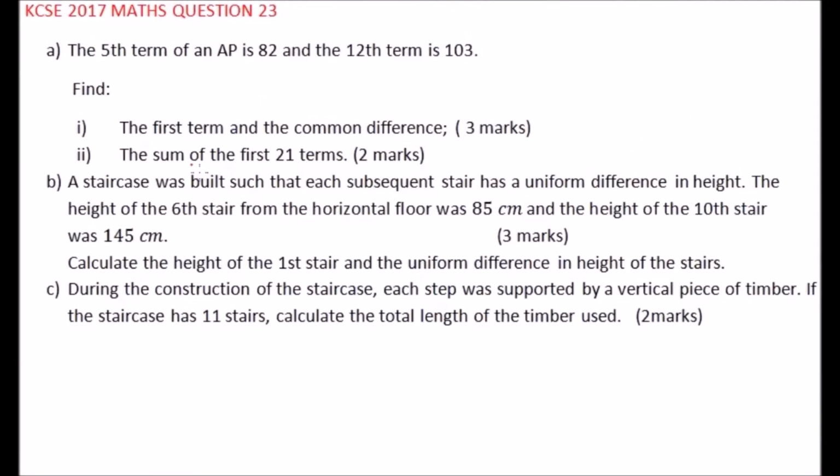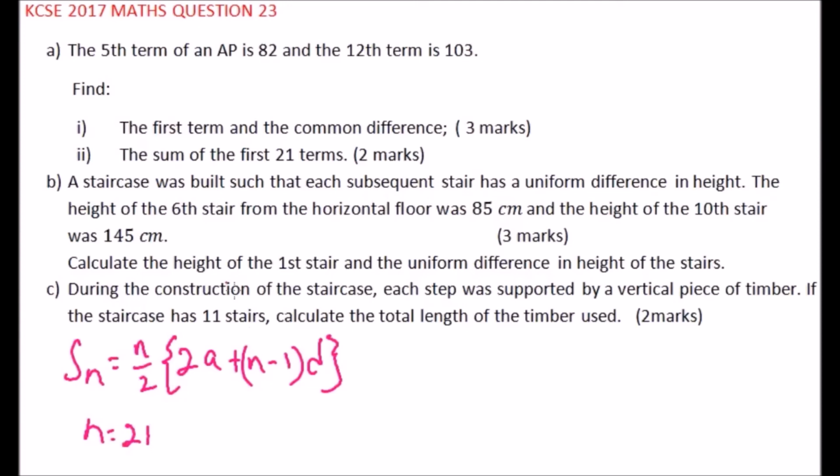Part B of Roman number 2, the sum of the first 21 terms. The general formula of finding the first n terms is written like Sn is equal to n over 2 into bracket 2a plus n minus 1 into bracket D, and we close our bracket. And our n is equal to 21. From Roman number 1, we found our A is equal to 70 and our D is equal to 3. So it's a matter of just substituting.